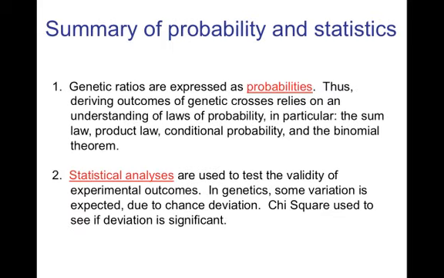All right, so let's summarize probability and statistics. Genetic ratios are expressed as probabilities, thus deriving outcomes of genetic crosses relies on an understanding of laws of probability. In particular, the sum law, product law, conditional probability, and the binomial theorem are going to be important for you to know. Statistical analyses are used to test the validity of our experimental outcomes. In genetics, some variation, as we've said before, is expected, and the question is: is this variation due to chance? The chi-square that we use will help us determine if this deviation is significant.